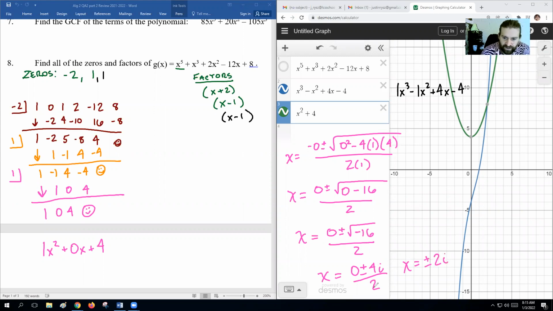If we divide 4 by 2, that's just 2. 0 really doesn't matter there. So that means one zero is 2i and the other is -2i. And so we'd have an x plus 2i and an x minus 2i. And there's all 5 factors. So that one's a little tricky, but it encompasses everything we've gone over.